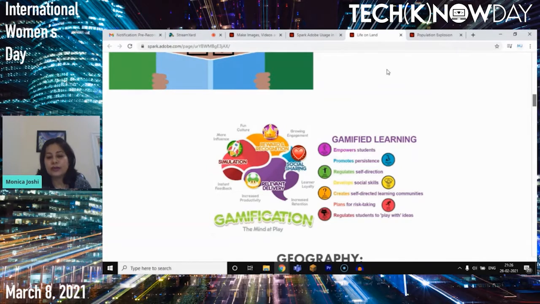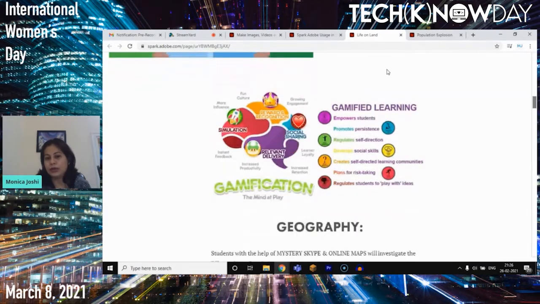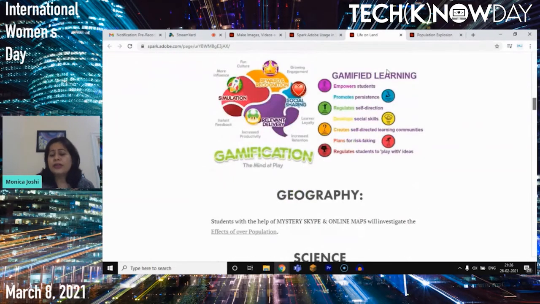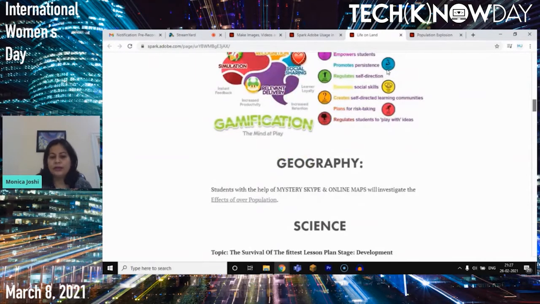Okay, I have to strive more. And that badge winning concept motivates the student to strive ahead. So it's a geography concept, like we did a mystery sky. Go and find out the areas where the effects of the population is less, and why the population is more in a few areas.